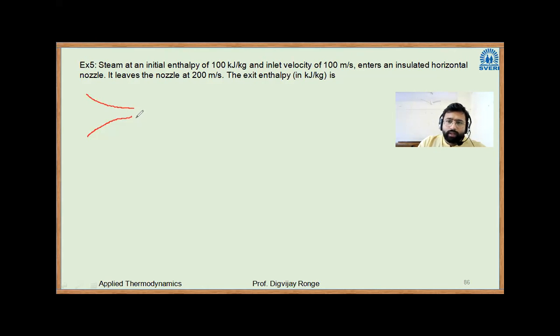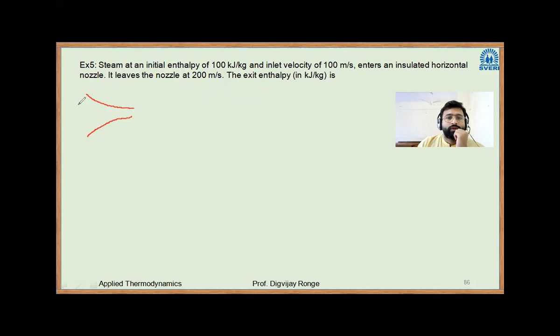Mostly in power plant engineering, nozzles are used to increase the kinetic energy of the fluid, because after the nozzle we get the turbine. Whatever fluid is coming out of the nozzle has very high kinetic energy. It falls onto the turbine and rotates the turbine wheel. Its shaft is connected to the generator, and then in the generator, electricity is generated. So here we have a nozzle.